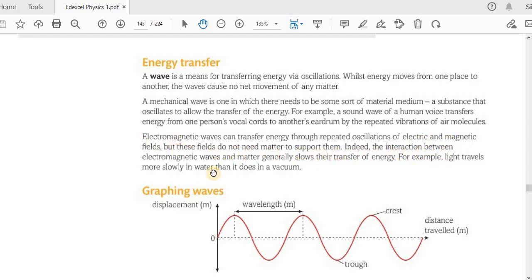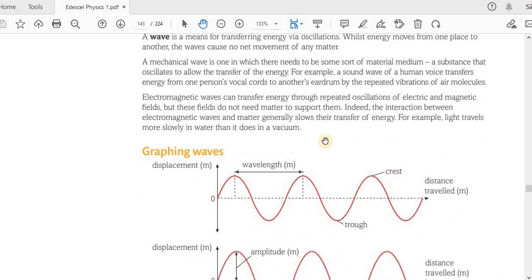Indeed, the interaction between electromagnetic waves and matter generally slows their transfer of energy. For example, light travels more slowly in water than it does in a vacuum.